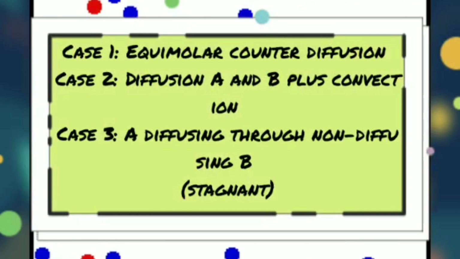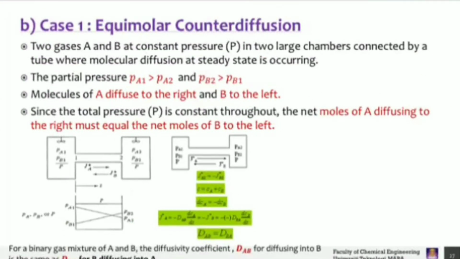Under molecular diffusion, there are three cases. In equimolar counter diffusion, the mass transfer between two gases at constant pressure. They transfer through a tube connected to both gas chambers in steady state. In this case, net moles of A diffusing to B is same as net moles of B diffusing to A.